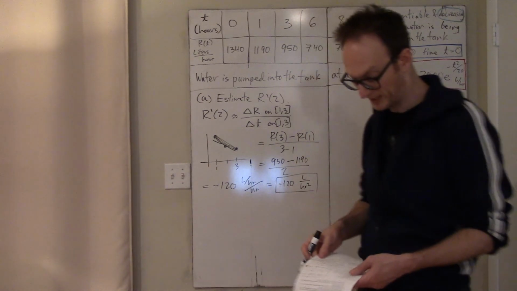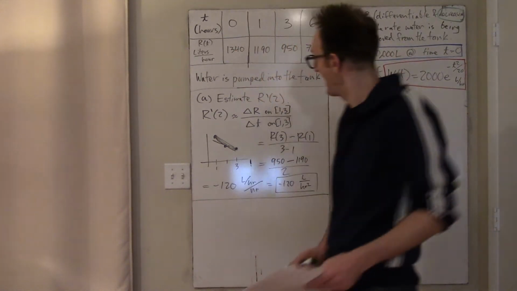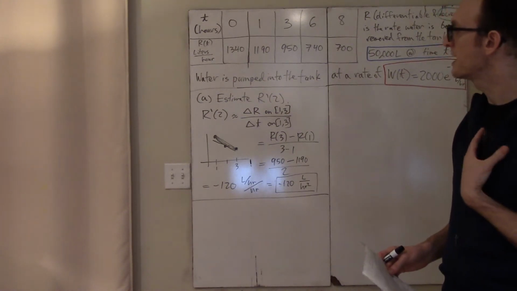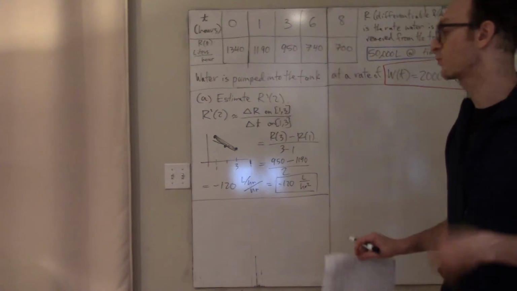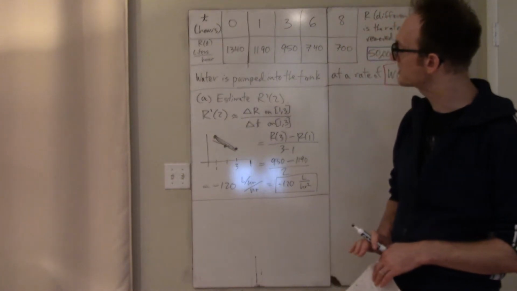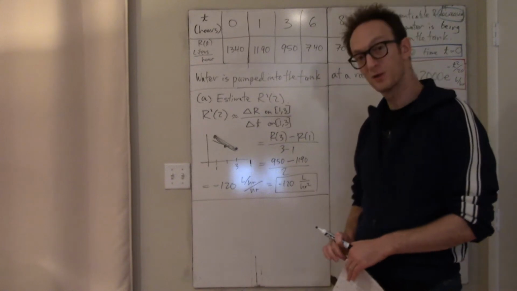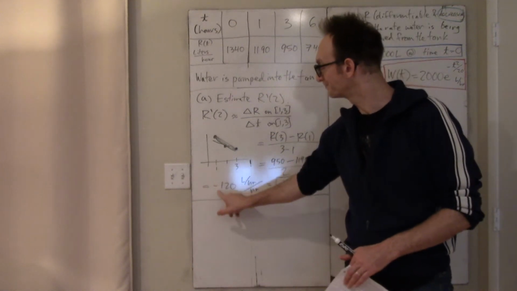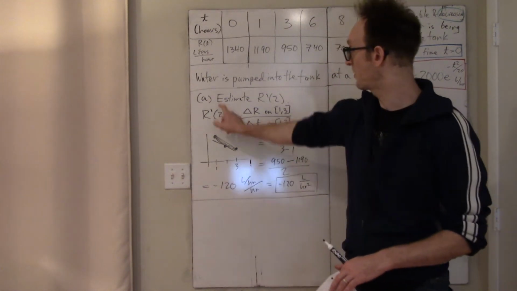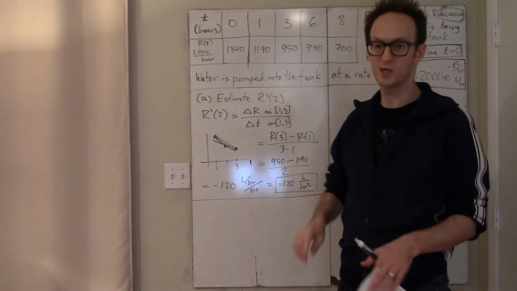Maybe it's worth just quickly talking about, what is this anyway? If R is the rate at which water is being removed, then R prime of 2 sort of says the rate at which that is changing. In other words, if I were to put this into a sentence, I would say that at time 2, the rate at which water is being removed is decreasing at a rate of 120 liters per hour per hour. That's what the negative derivative of R tells me. It tells me that R is decreasing, and specifically it tells me the rate at which R is decreasing.